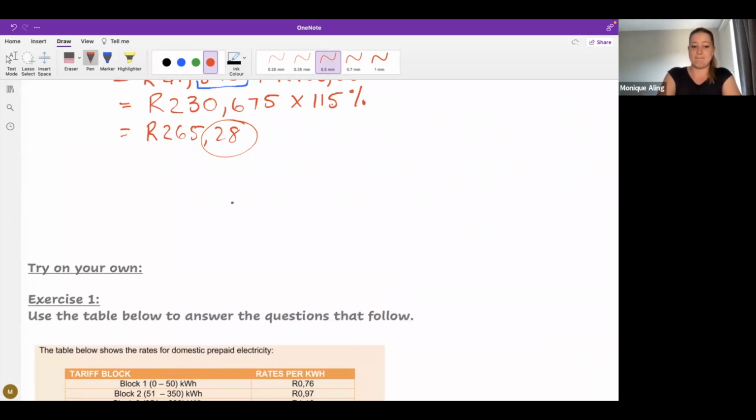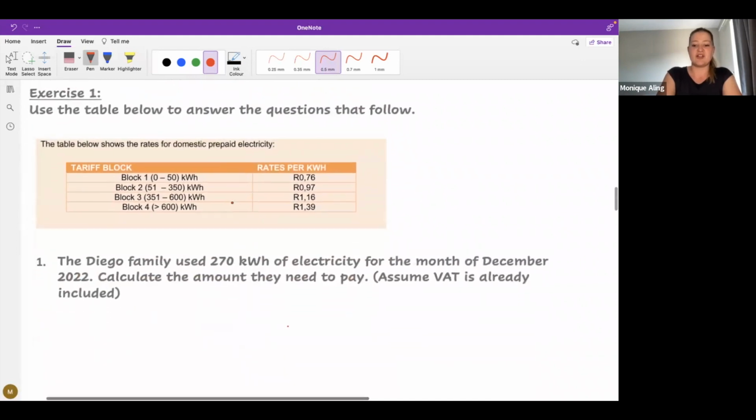Okay. So everyone, I'm going to ask you to please complete question 1 for me using this table. I'll give you 2 minutes. I'll let you know when you can put your answers in the chat. For now, I just want everyone to give it a go first.